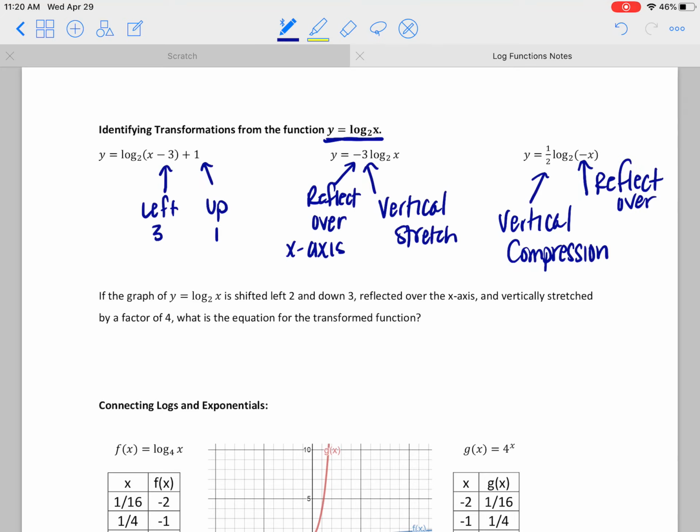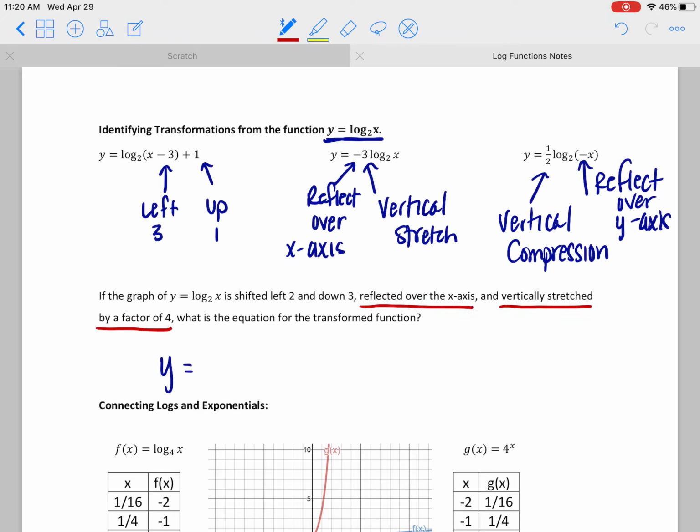And then we can see on this last one, a 1/2 here and a negative in there. So the 1/2 would be a vertical compression of the graph. And the negative that's inside with the x is going to be a reflection over the y-axis. Okay, same transformation rules. And then hopefully you could use those in reverse.